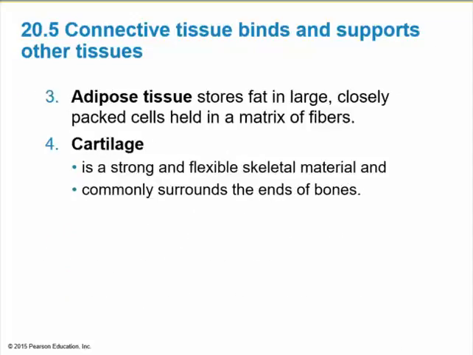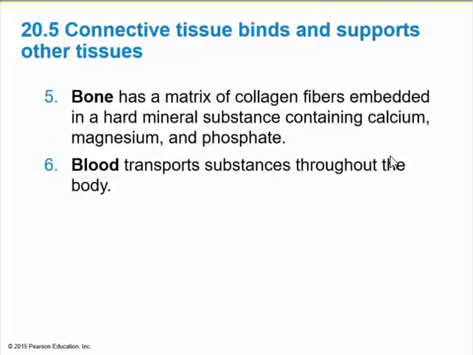Next, we have adipose tissue. Adipose tissue stores fat droplets. It covers all your organs and lies underneath your skin. Cartilage is a flexible connective tissue. It's found where bone meets bone and prevents bones from rubbing on bone. Bone is a special connective tissue. It has a collagen matrix with calcium phosphate embedded in it, along with living cells. Blood is a liquid or fluid connective tissue.